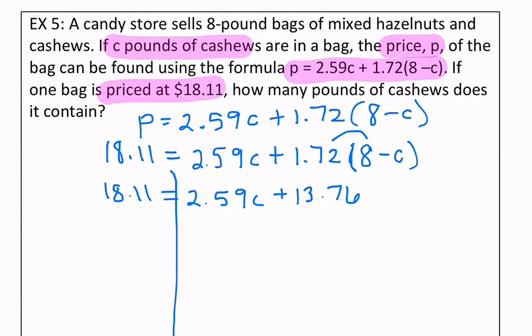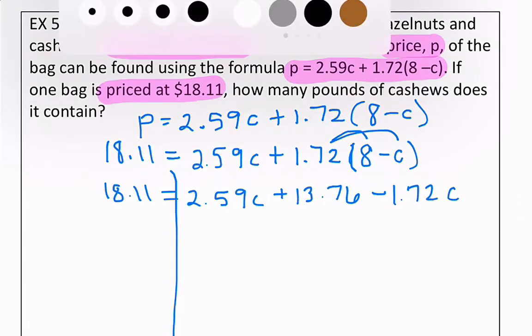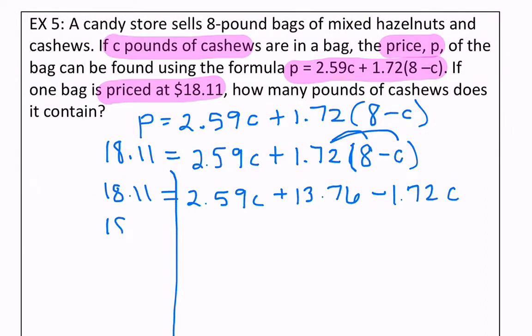Then I'm going to take this 1.72 and multiply it by a negative c. Well, I know a positive times a negative is a negative, and 1.72 times c is just 1.72c. You put those together. All right, so we multiplied, so we're done with the parentheses. Now what we need to do is see if we can combine like terms. On the left-hand side, all we have is that 18.11 still, so let's drop that down.